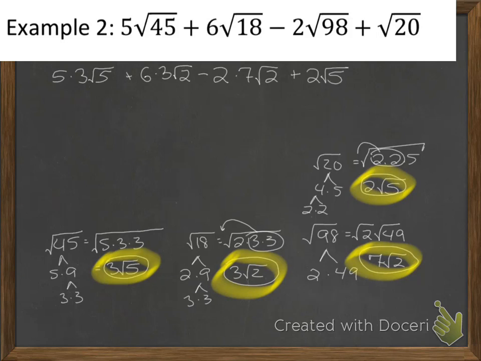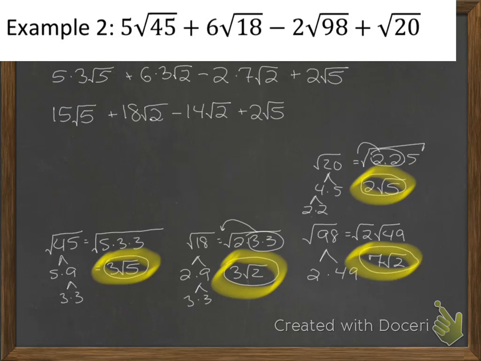So let's go ahead and do some multiplication. 5 times 3 is 15, so we have 15 times the square root of 5. 6 times 3 is 18, so we have 18 times the square root of 2. 2 times 7 is 14, so we have 14 times the square root of 2. And then we have 2 square roots of 5.